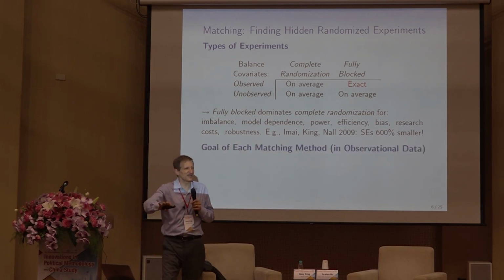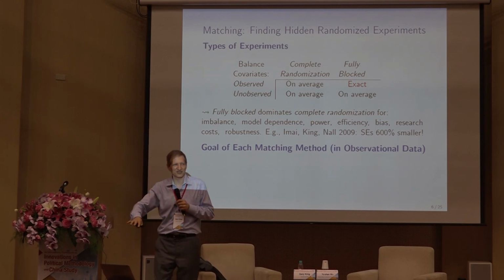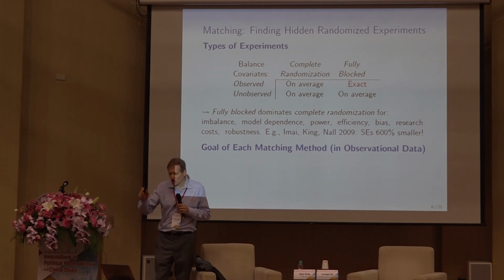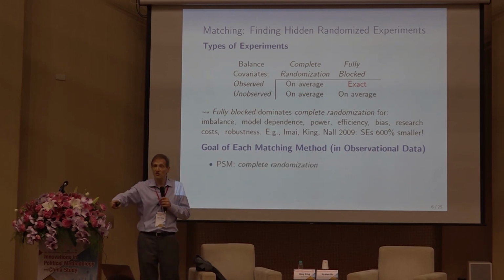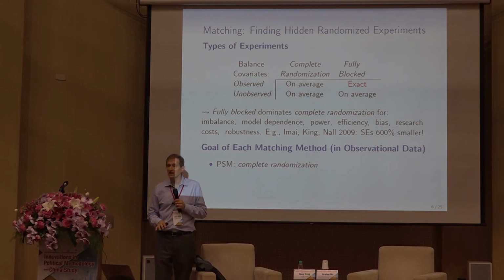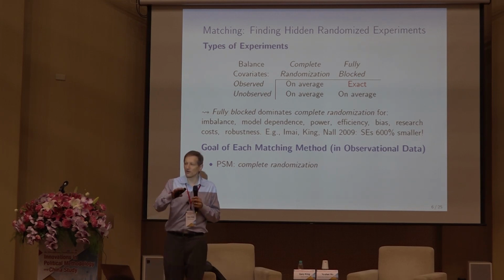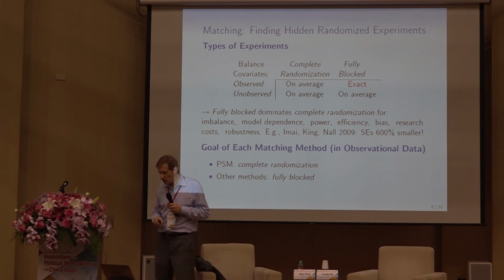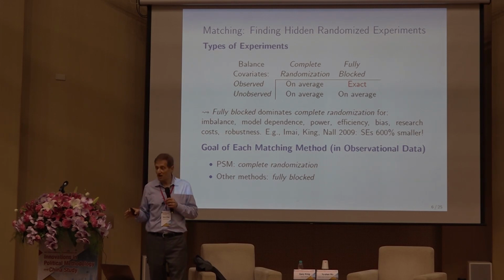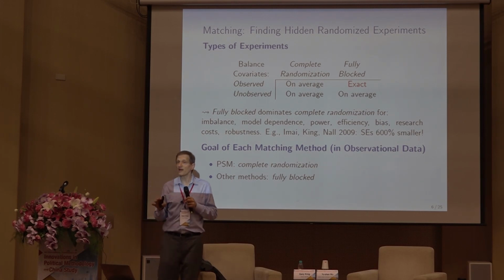We're not running experiments today. We're just doing observational data analysis. So the goal of each matching method in observational data analysis, propensity score matching, which I will describe in more detail, is complete randomization. If it works really well, you're trying to get to complete randomization. If you look at every other matching method, the goal is a fully blocked experiment.